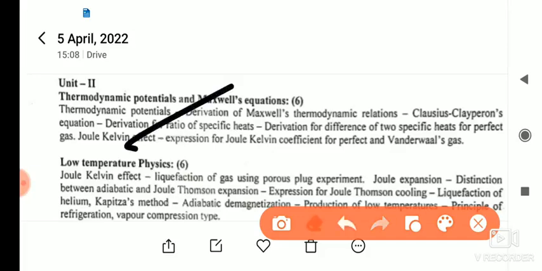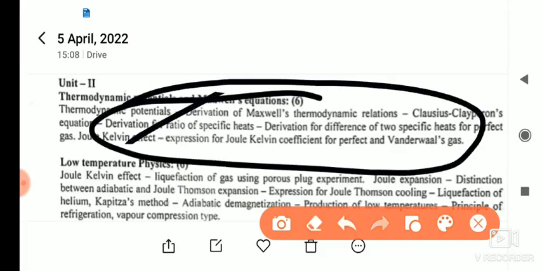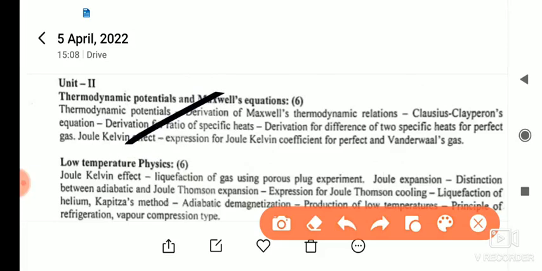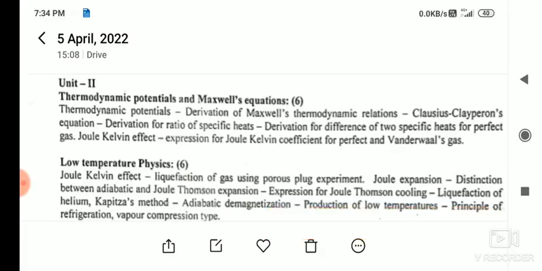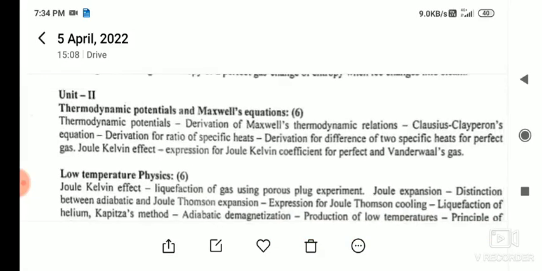Just prepare one chapter from each unit, it is better, to save your energy. It is very difficult to prepare all the topics, because we have a huge syllabus in thermal physics. So it is better to prepare some of the topics, like one chapter of each unit; in unit 2, prepare one chapter.